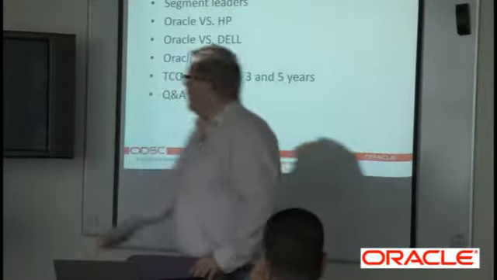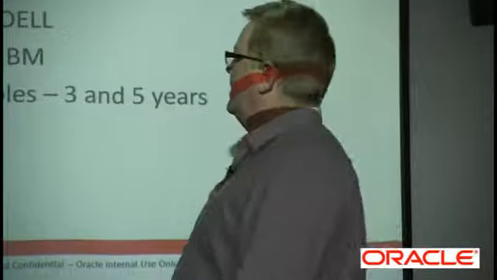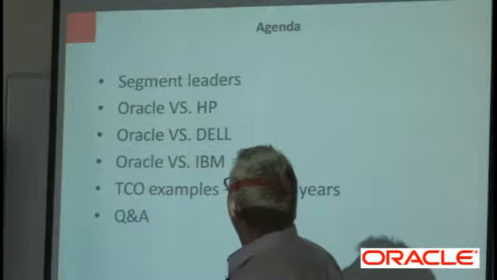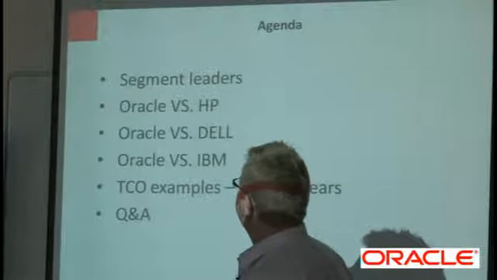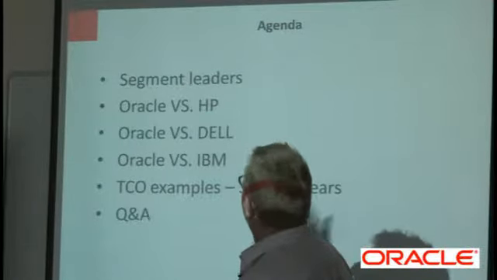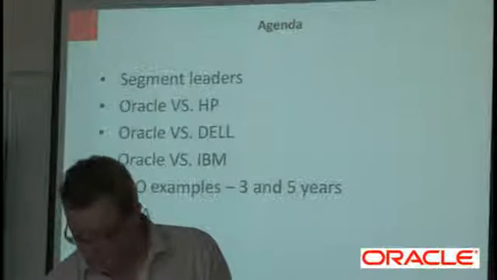Okay, what are we going to talk about? Segment leaders, how we stack up against them. I mean, when I'm blue in the face talking about it, what are we running up against? HP, Dell, IBM, okay? Total cost of ownership, again, examples, 3 and 5 years. I think it's very similar to the last one.